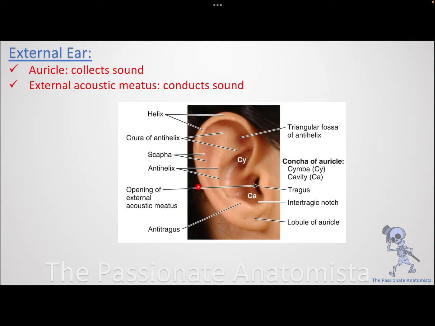By the auricle, you guys can see how it's shaped in such a way that it can collect all the sound waves. It collects all of these sound waves to take them through the external acoustic meatus, all the way to start to vibrate the eardrum. I'm going to talk about everything as we proceed into more details. Okay, so these are the two parts of your external ear.